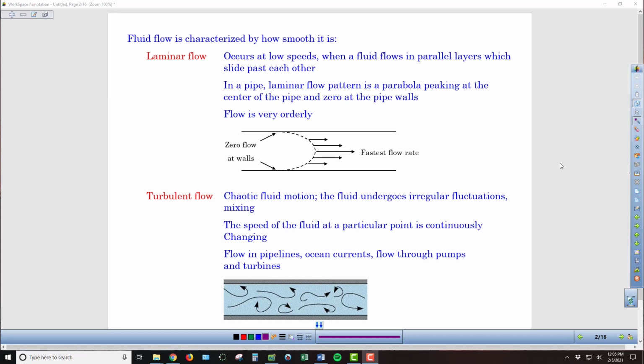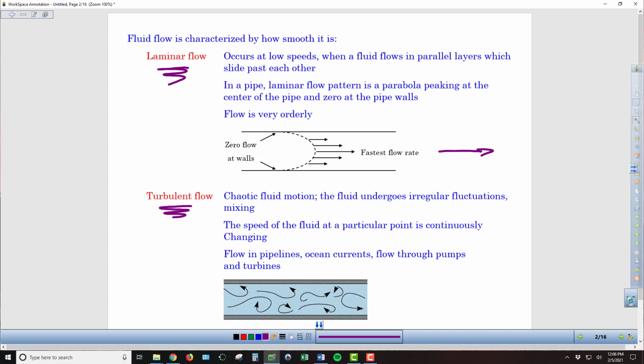When fluid is in motion, we characterize its motion by how smooth it is. On the smooth end, we've got laminar flow, meaning when we're at low speed, whether it's a liquid or a gas, the fluid flows in parallel layers which slide past each other. If we think about water through a pipe, there would be this kind of parabolic profile that we see here where it's fastest in the middle, with friction causing there to be 0 flow at the walls. There wouldn't be any whirlpools or eddies or anything like that in a laminar flow.